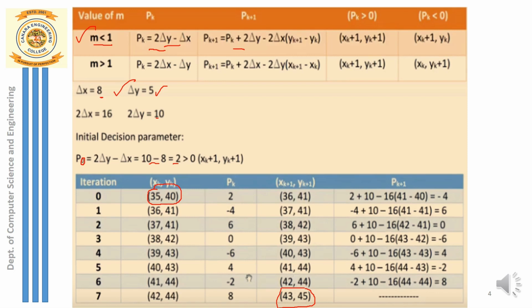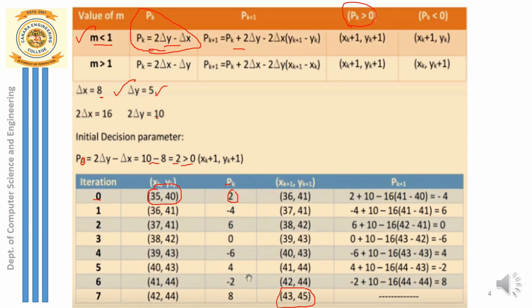You can draw a table wherein you start from the 0th iteration, and you know now the first end point, the leftmost end point, is 35, 40, which is given to you in the question. Based on this end point, we have calculated the p0 value with the help of our formula, 2 delta y minus delta x, and we got the value 2. Now you check the value 2. Since it is positive, greater than 0, we have our condition.